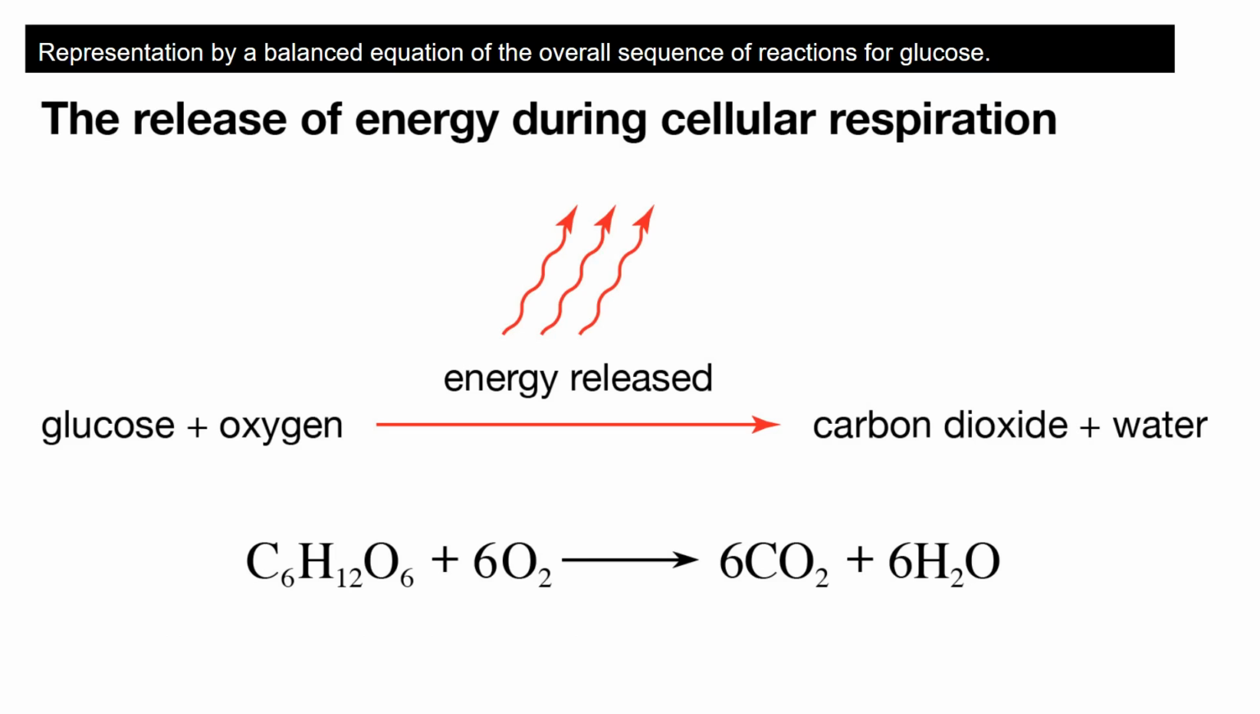But if we're looking at the reactants, glucose and oxygen, it's very important that you know the formula for glucose, C6H12O6, and there's 6 oxygen atoms involved, so 6O2, and that produces 6 waste molecules of carbon dioxide and 6 waste molecules of water. When this happens, lots and lots of energy is released, and this energy is used to form molecules of ATP within the cell.